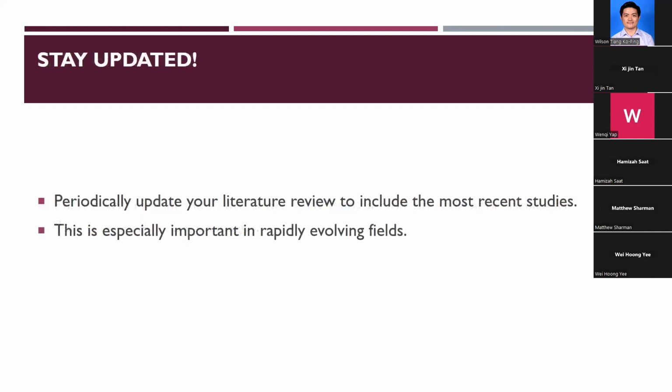Then stay updated. When you do your literature review, make sure you periodically update it to include the most recent studies. It really depends on your topic. If you're looking at history, you might need studies from previous years. But if it's something trending, a topic that is very common right now, make sure you include recent studies for your literature review. This is especially important in rapidly evolving fields.